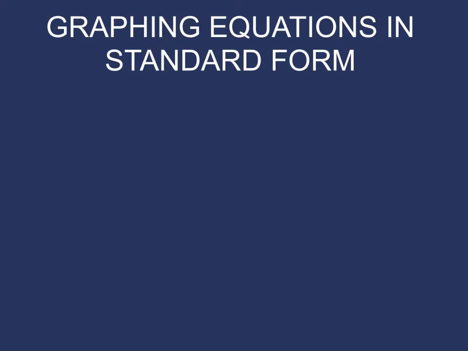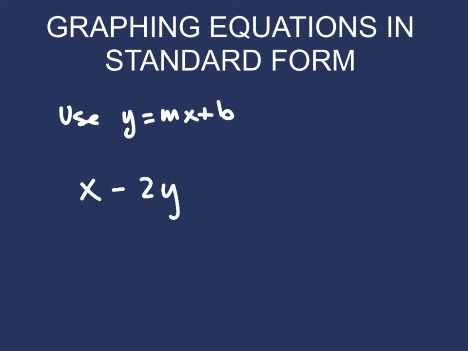All right, now you can do this two ways. The first way that I would go about doing this is by putting it into slope-intercept form, so we can use y equals mx plus b. We just have to manipulate our equation in standard form to do that. Let's say that you've got the equation x minus 2y is equal to -6, and what we want to do is graph this equation.